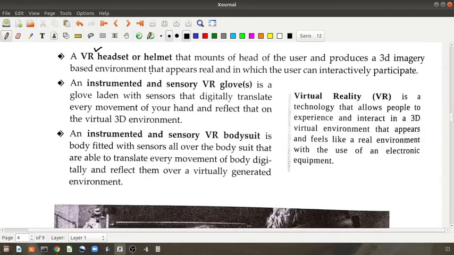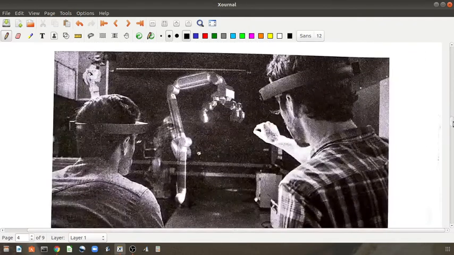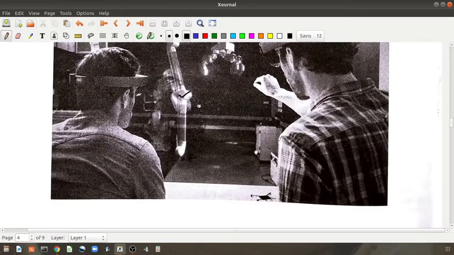Then you have some others. Gloves, for those who play lawn tennis, table tennis, have sensory devices. And the instrumented VR bodysuit is body fitted with sensors. It's basically for monitoring all the vital organs of the body, fitted with sensors all over the bodysuit that are able to translate every body movement digitally and reflect them into a virtually generated environment like this one. This is what they are seeing. We can't see it, but they are using these VR glasses and they are seeing this. So this is virtual reality.